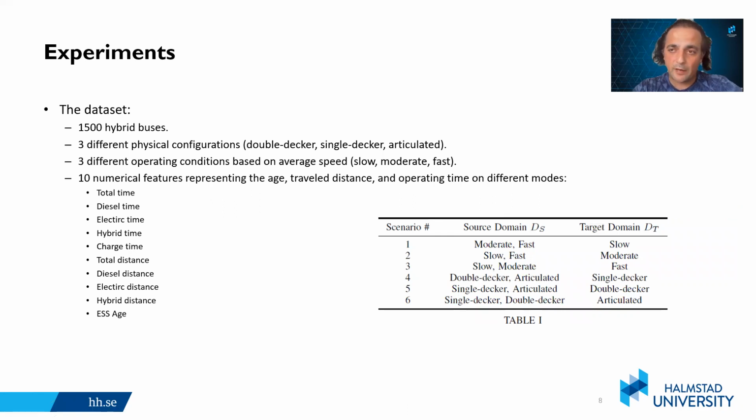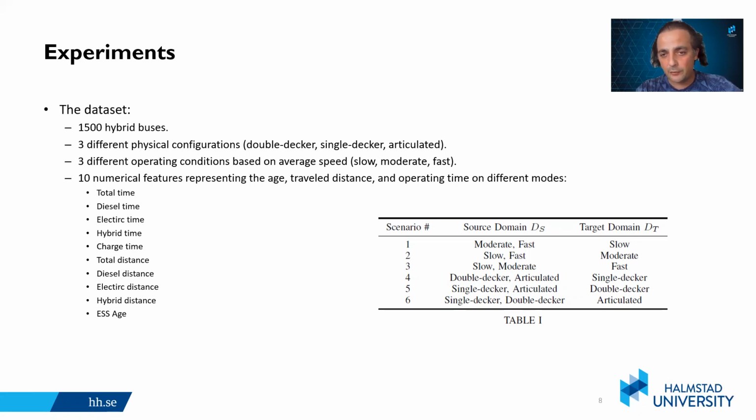In our experiment, we have a real-world data set of over 1,500 hybrid buses, and we have tested 3 physical configurations, double-decker, single-decker, articulated, and three scenarios of operating condition based on average speed. We have slow buses operating in city centers, moderate operating on the outer circle of the city, and fast between cities, so you can afford to drive faster.